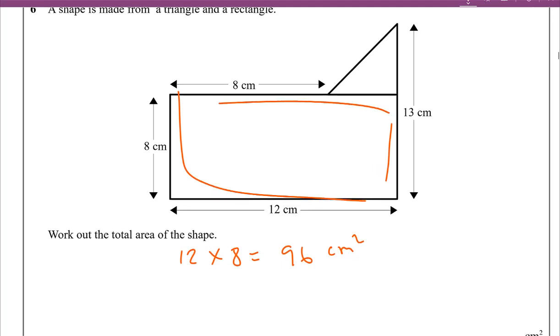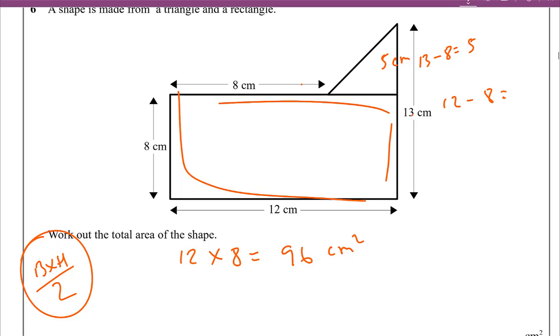In detail. We need to work out what the triangle area is. Before we do that, we need to work out the base and height of the triangle, because we know the triangle area is base times height divided by 2. We don't have a base or a height, so we need to work those out. So 13 take away 8, vertical take away vertical height, gives us 5, so the height is 5 centimeters. To work out the base, it's 12 take away 8, horizontal length take away horizontal. Up to here is 12, but up to here is 8, so the rest is 12 take away 8, which is 4. So your base is 4 centimeters.